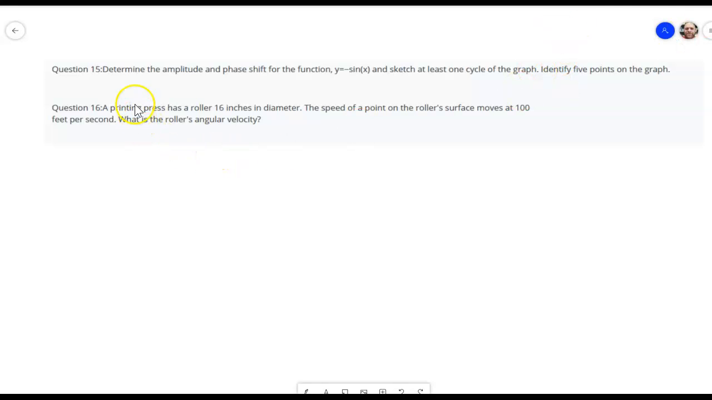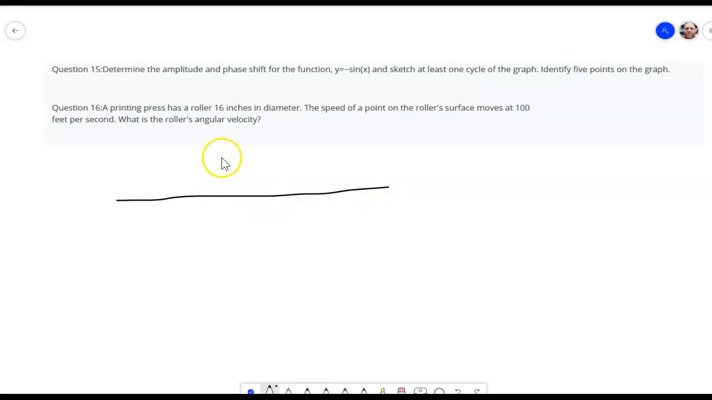Alright, the first one says: determine the amplitude and the phase shift for the function y equals negative sine x, and sketch at least one cycle of the graph. Identify 5 points on the graph. For this one, the main part is that we really need to know what y equals sine of x looks like, and then know what that negative does to it. So what does just y equals sine of x look like?